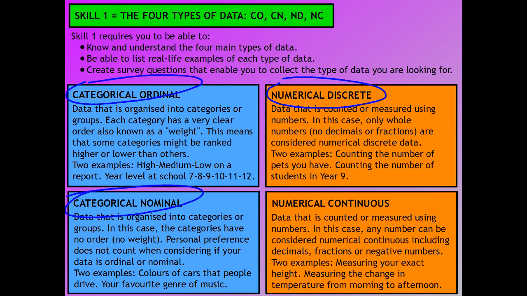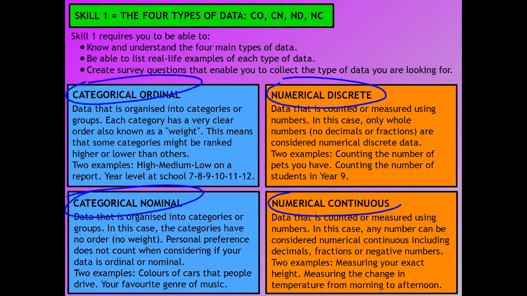In the top right, we've got numerical discrete data. This is data that is measured using numbers, obviously, because we're looking at numerical data, but we can only have whole numbers with discrete data. All right. So if you think of things that can only have a whole number, so counting the number of pets you have, hopefully you don't have 1.5 pets or 2.5 pets. You can only have 1 pet, 2 pets, 3 pets, so on. All right. Same as the number of students in your classroom. All right. Hopefully you've got a whole number of students. It might be 25, 26, something like that.